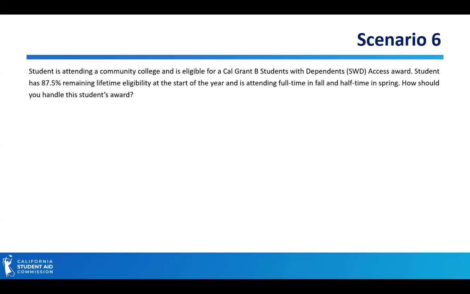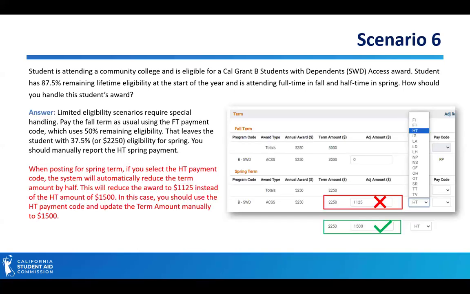Now, this one I will give you because, again, our limited eligibility students or scenarios do require a little bit of TLC. In this case, we will pay the fall term using a full-time payment, which will use 50% of that 87.5. That will then leave the student with 37.5 of eligibility for the spring term.